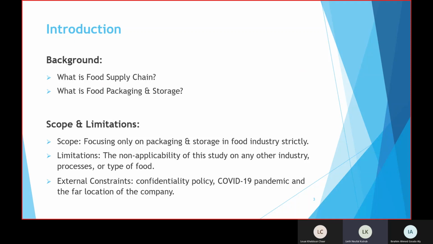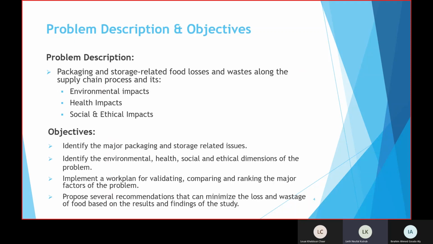Our main problem in this case study is the packaging and storage related food losses and waste that occur along the supply chain processes. These losses and wastes have a direct impact on the environment, human health, and other social and ethical impacts that are going to be addressed later in this presentation.